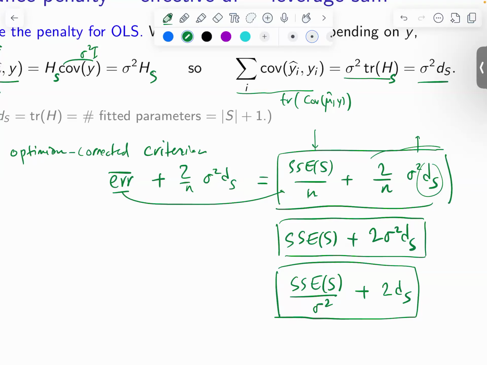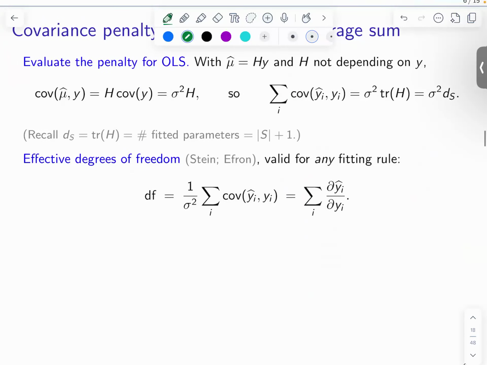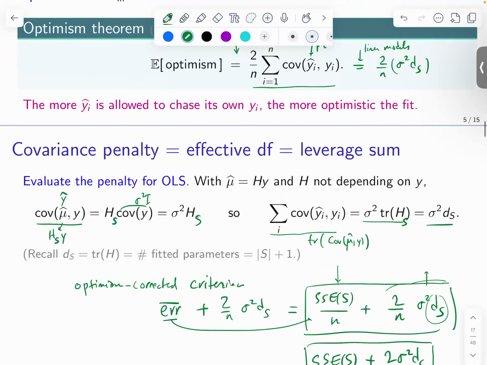Okay, and the expectation of this would be exactly the thing that we were trying to compute. I'm going to derive this another way shortly, hopefully. But before doing that, I just want to point out that if you look at this quantity, in linear regression this turns out to be sigma squared d_S. So if I divide by sigma squared, this gives me d_S, which is the number of free parameters, or the degrees of freedom of the model.